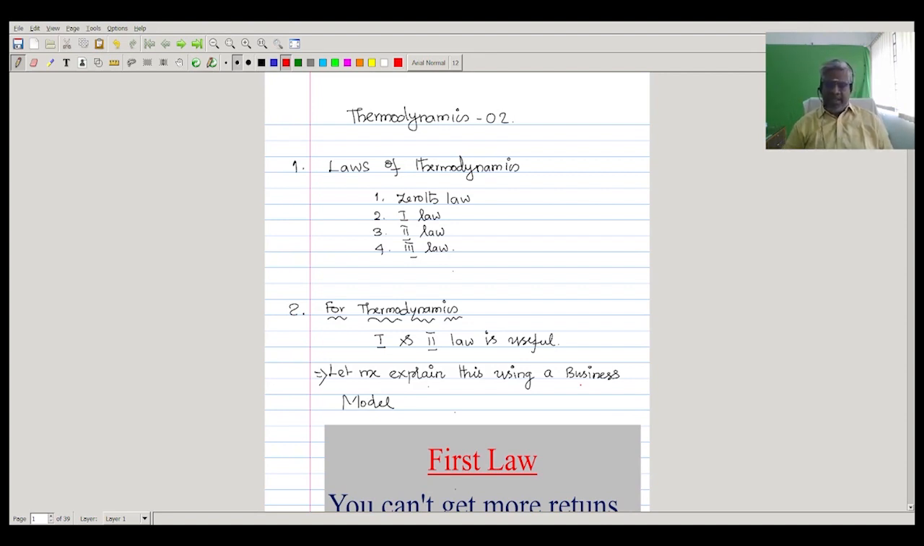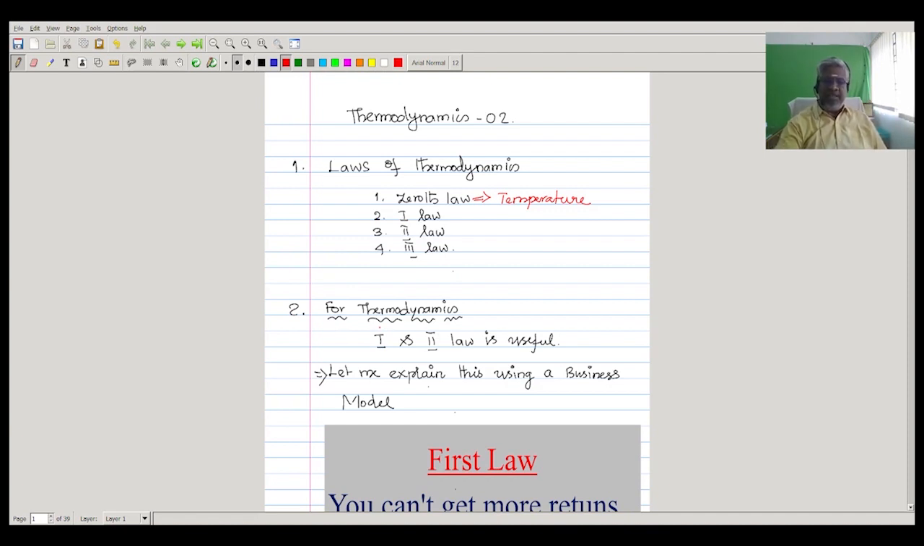Of course, as I already told in that previous video, the zeroth law is an introductory law for temperature alone, so it can be dealt with separately. Similarly, the third law is not a unique law, it is a corollary of the second law. So, for thermodynamics, the first and second laws are very, very useful.